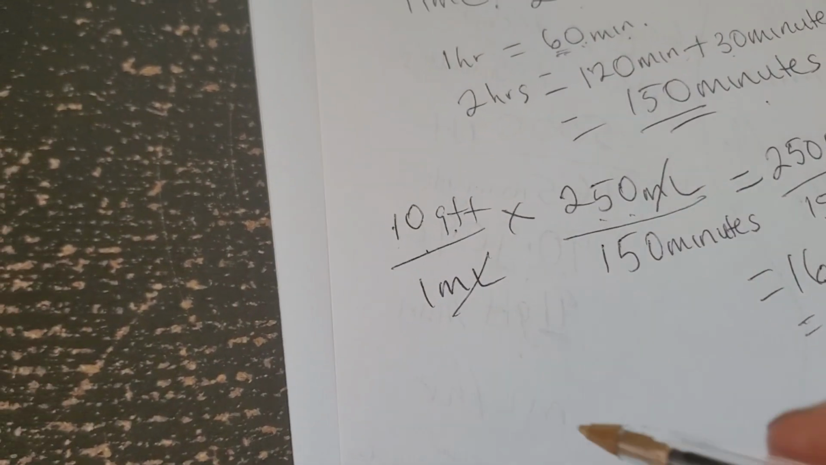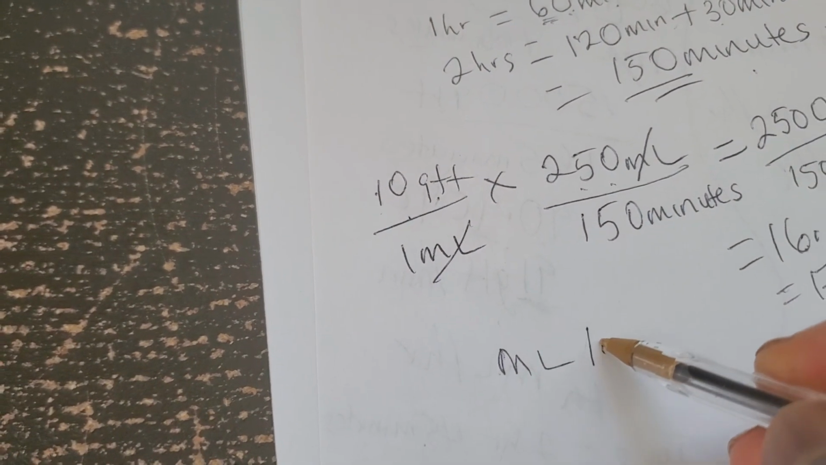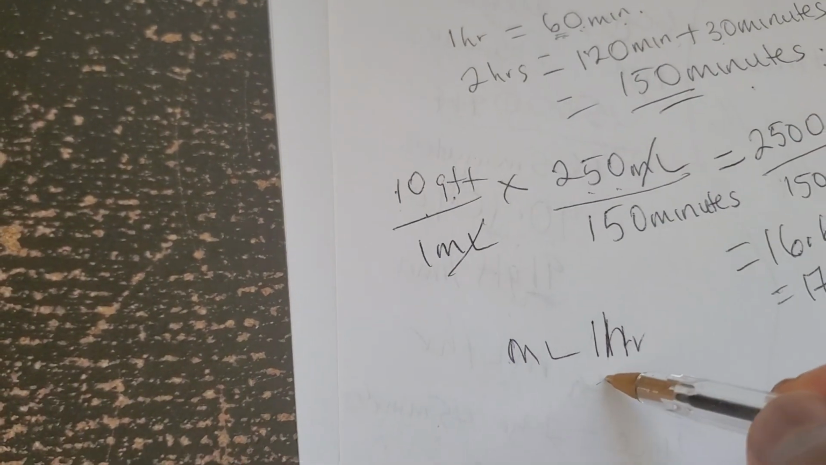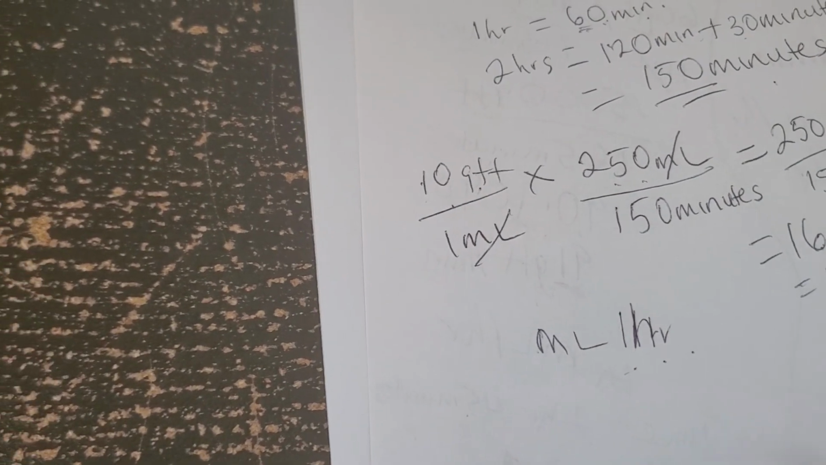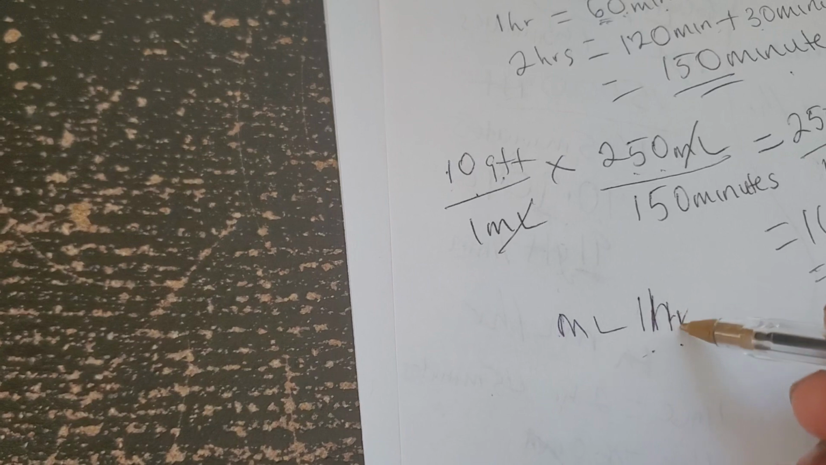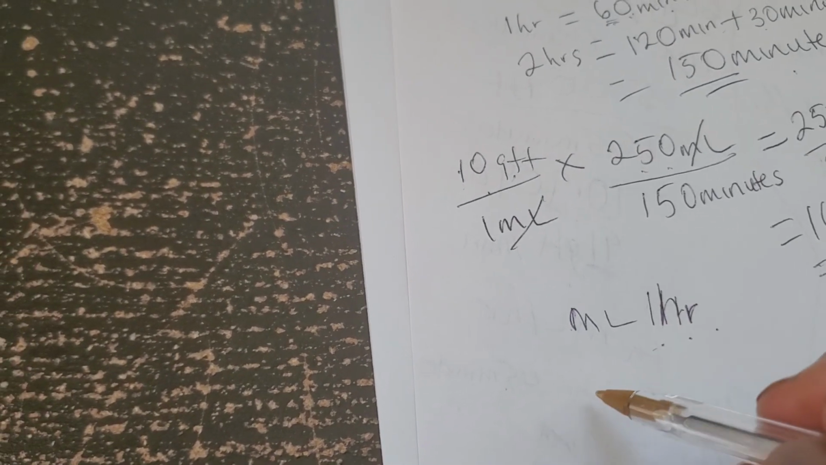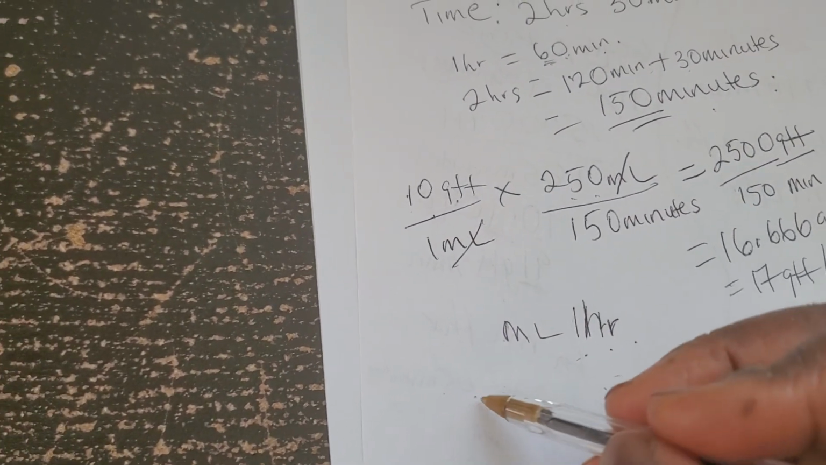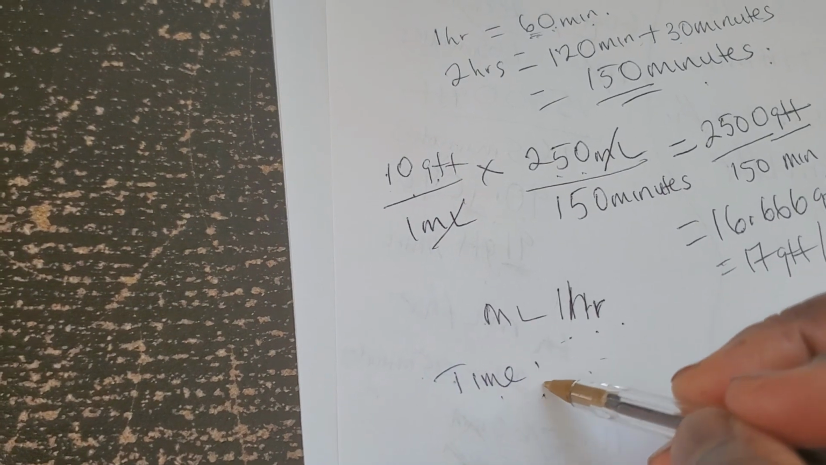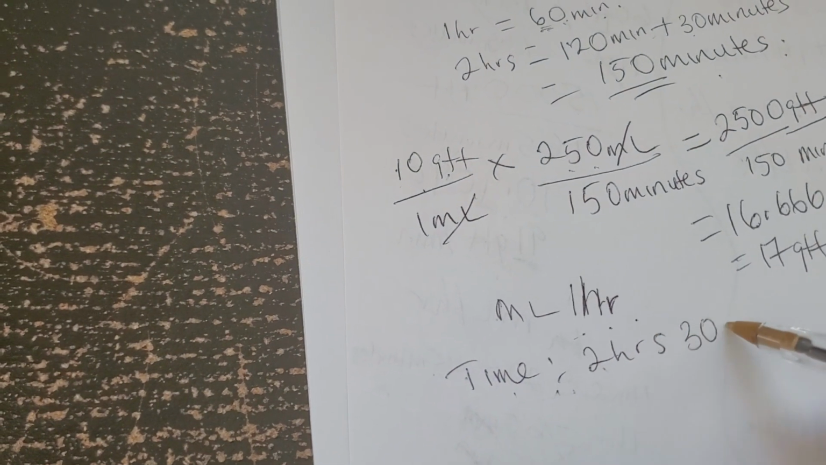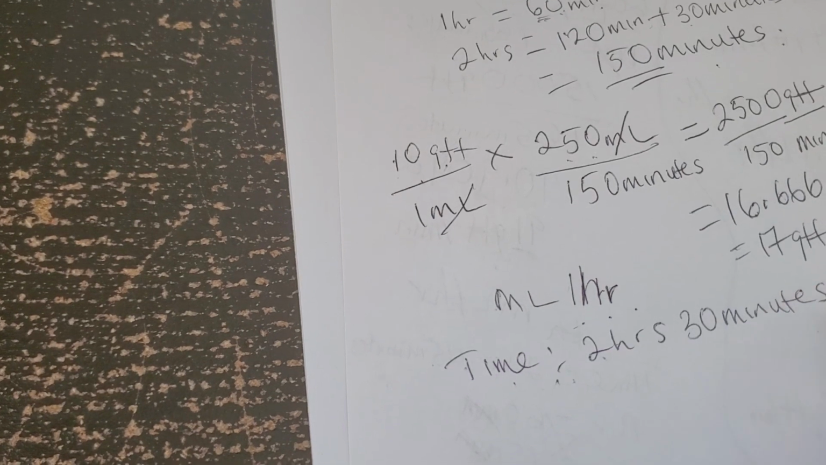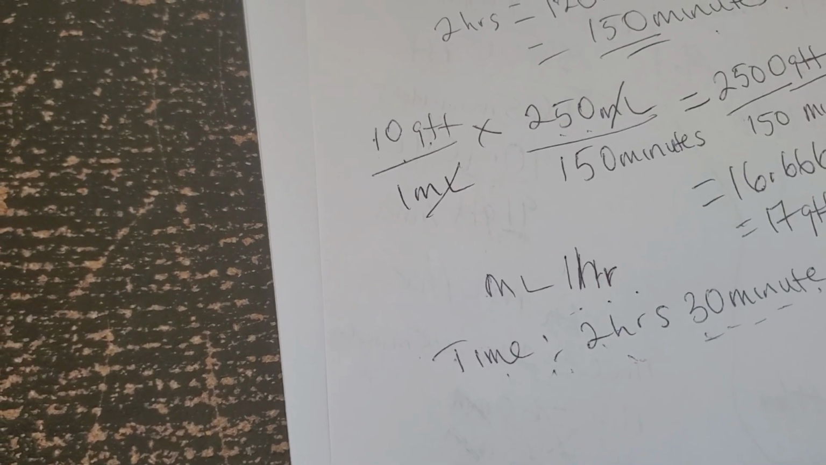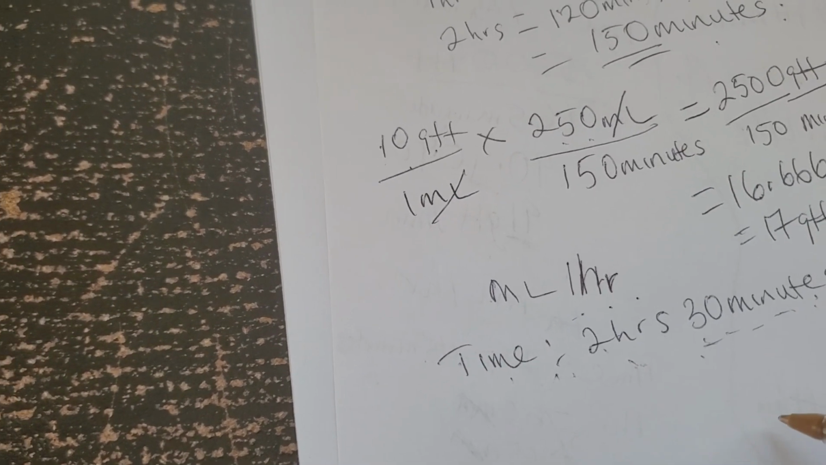All right, now we are looking for ml per hour. In calculating this one, what are we going to use, like we did in the previous question? We already have our 250 ml. The time is what we change. Time is 2 hours and 30 minutes. Now let's convert this 30 minutes to hour.